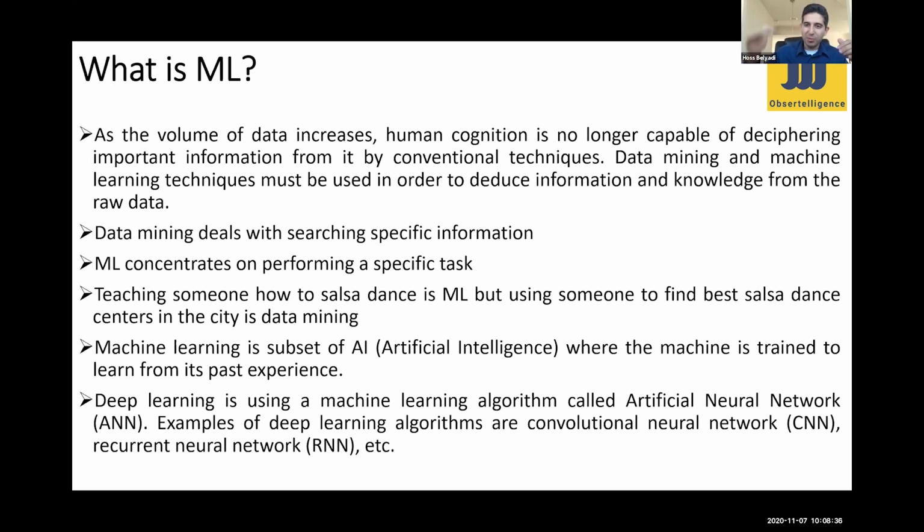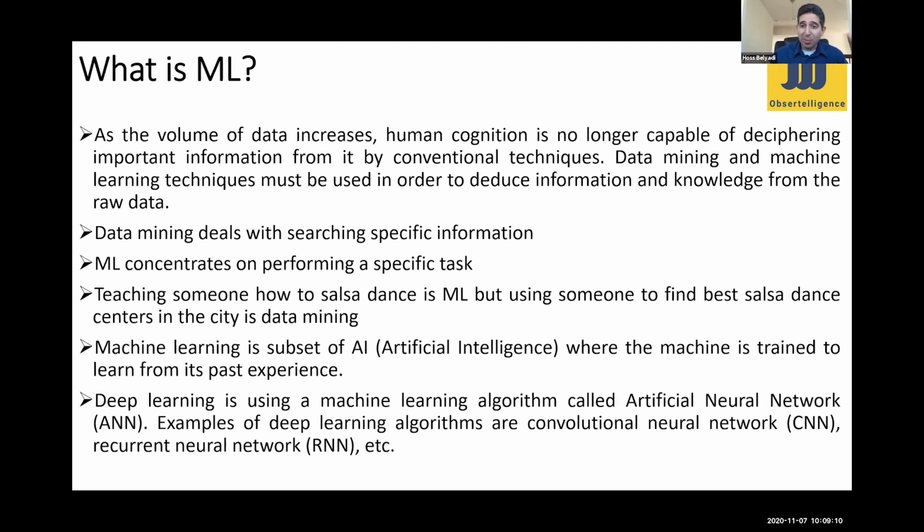So to summarize this slide, first off, just remember that machine learning is a subset of artificial intelligence, that's number one. Teaching someone how to play soccer, play basketball, that's machine learning. Finding the best soccer or basketball centers in town is data mining, okay? Distinct differences. And then deep learning is a subset of machine learning. It's also a subset of artificial neural network, or ANN, which we'll actually talk about in this course.